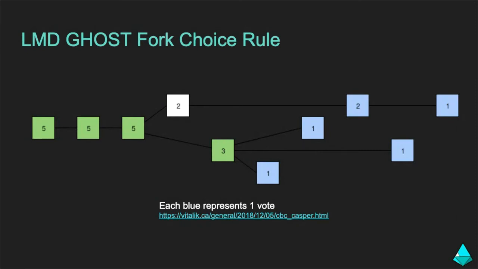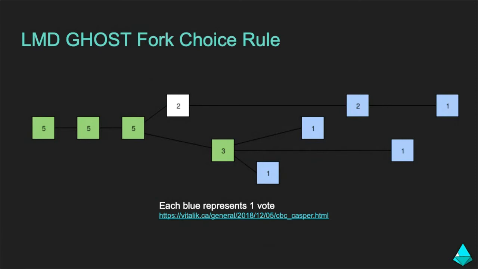So if you look at the blue squares, each blue square represents one vote of a validator. You start with 5, you go to 5, you go to 5, and then you have a decision to make whether you want to go to the top block or go to the bottom block. And in this case, I'm going to the bottom block because the bottom block has 3 votes, right?